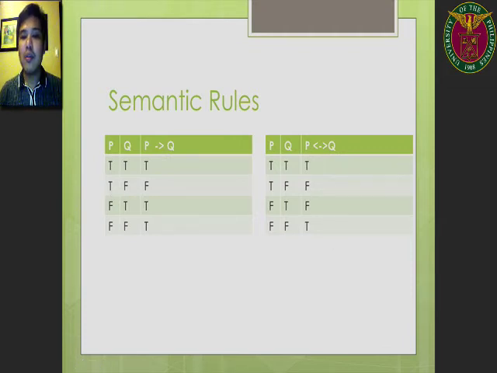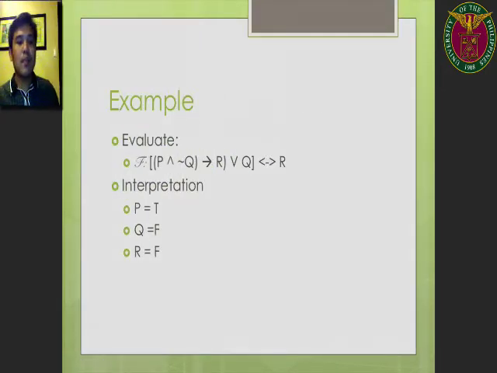What about if and only if? So the rule here is that if both P and Q have the same value, then P if and only if Q is true. Otherwise, it's false. So here, as you can see, for the combination where P and Q are both true and both false, P if and only if Q is also true. But for the other combinations like TF or true false and false true, P if and only if Q is false.